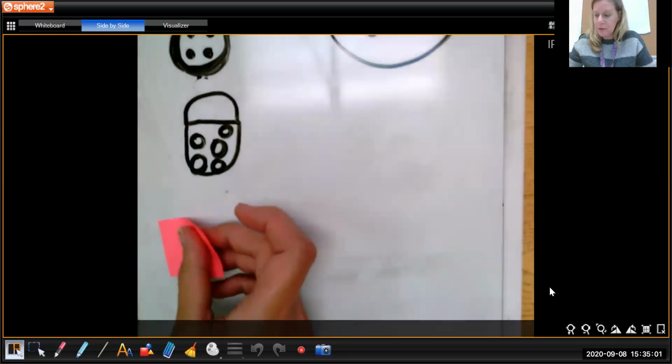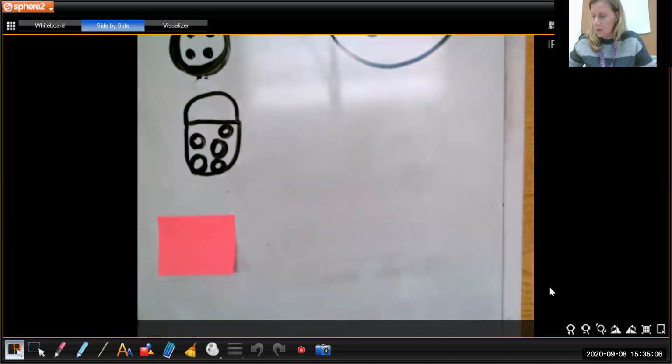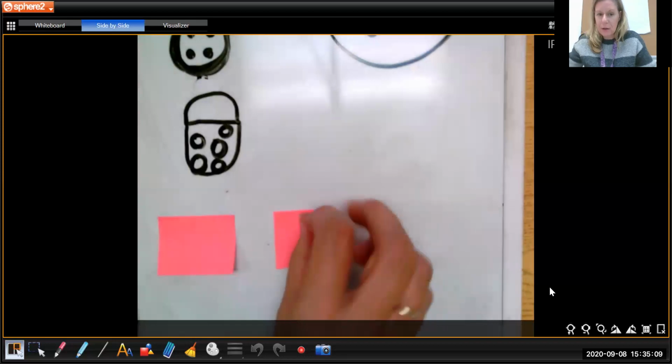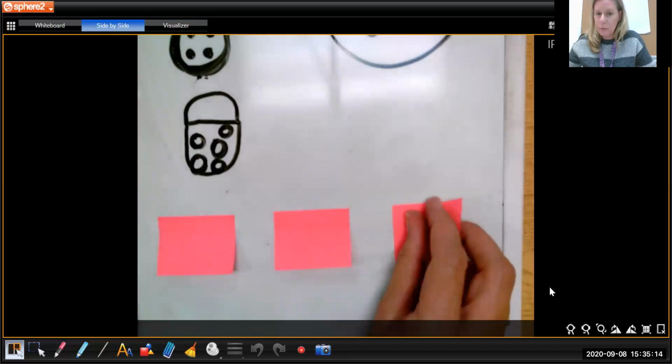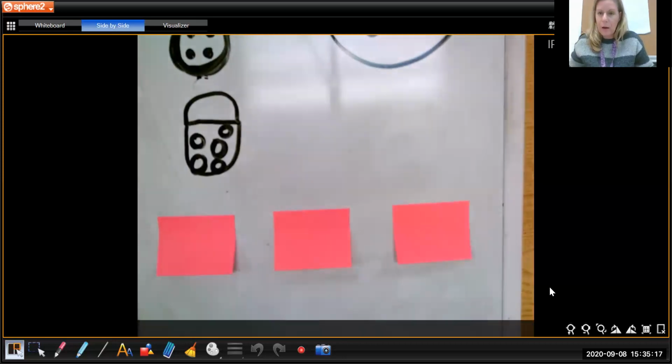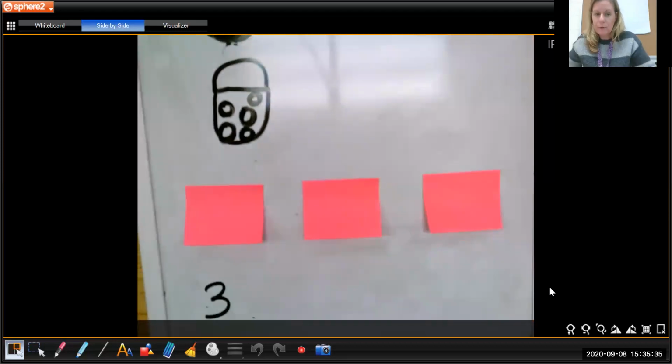And I'm going to use my Post-it notes. And this is going to be a group. This is going to be a group. And this is going to be a group. So how many groups do I have? Well, you're going to count the Post-its. 1, 2, 3. I have 3 groups. So that's what that first number can mean in multiplication.